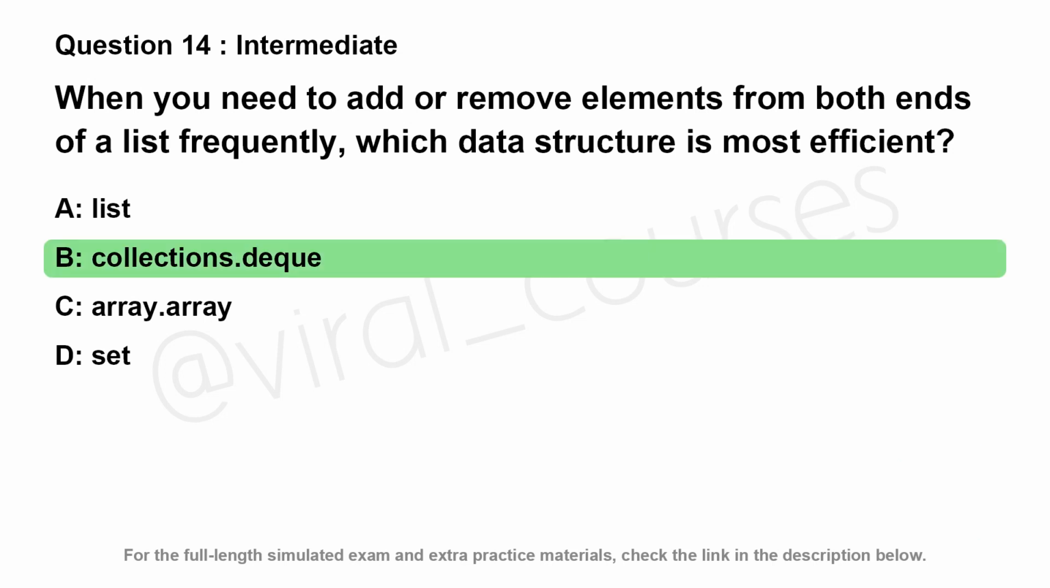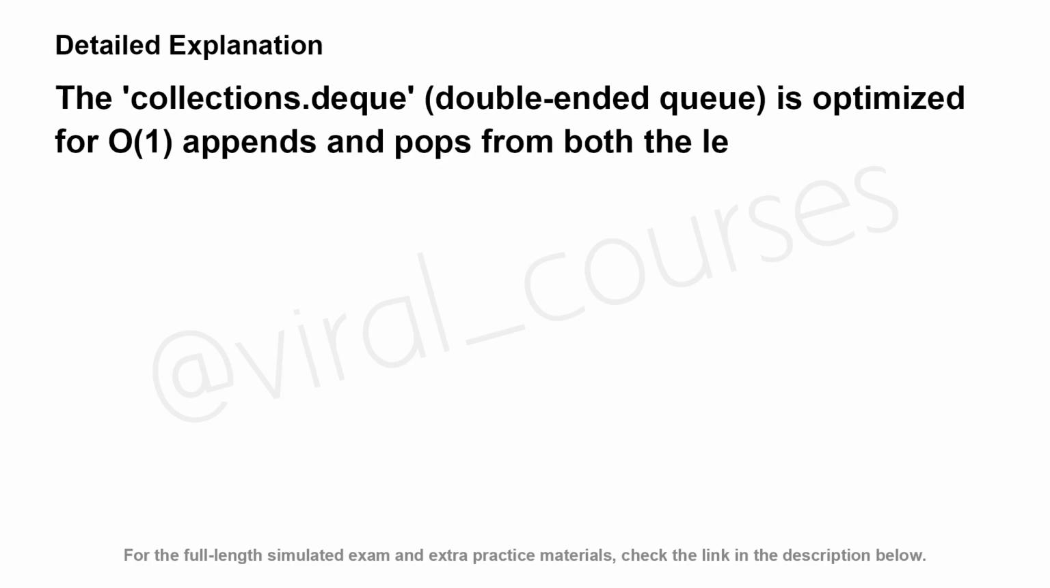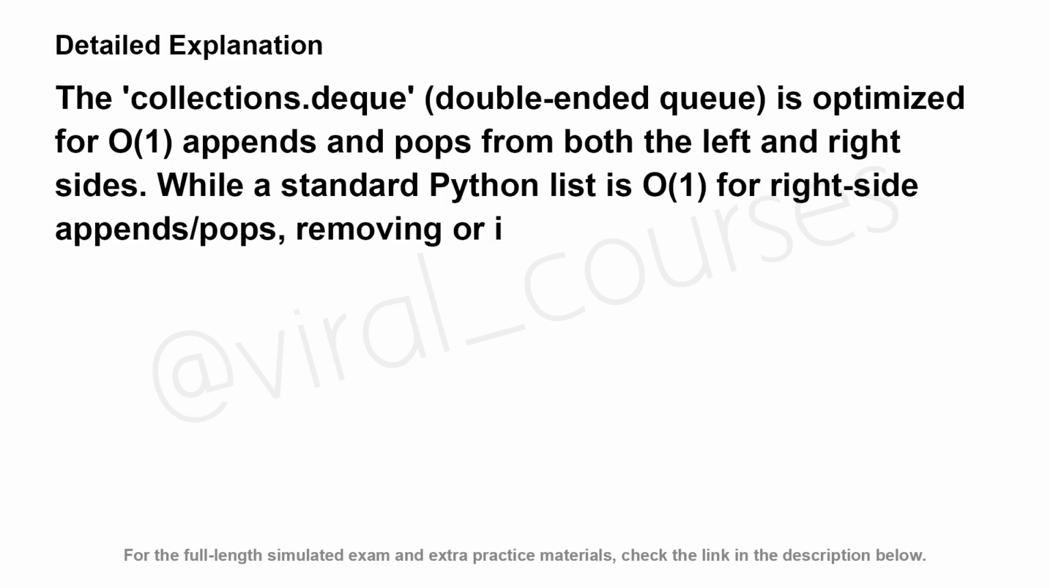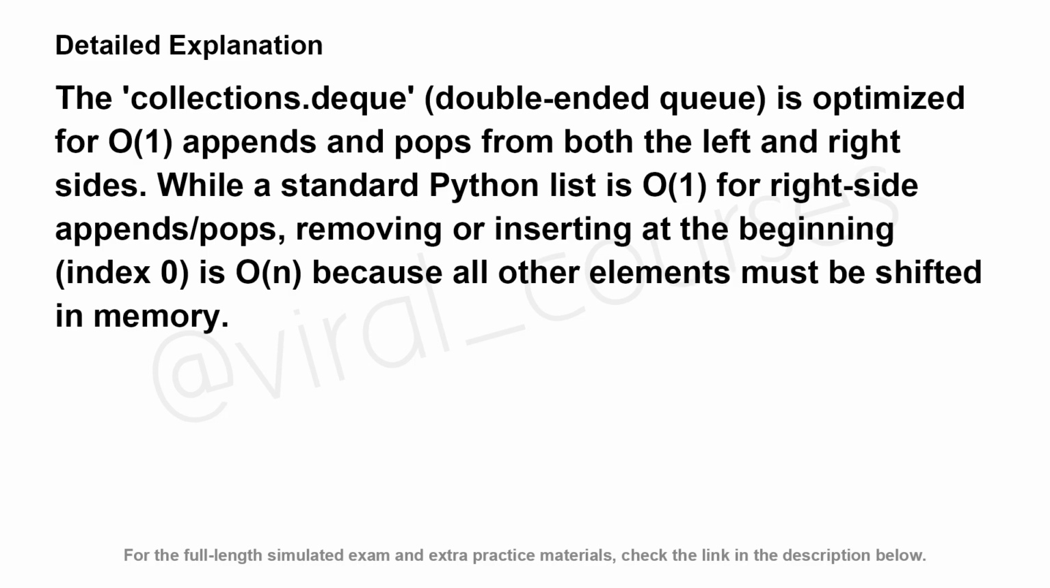The correct answer is B. The collections.deque, double-ended queue, is optimized for O(1) appends and pops from both the left and right sides, while a standard Python list is O(1) for right side appends and pops, but removing or inserting at the beginning, index 0, is O(n), because all other elements must be shifted in memory.